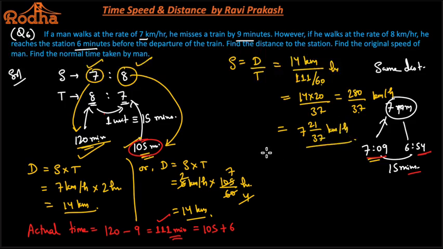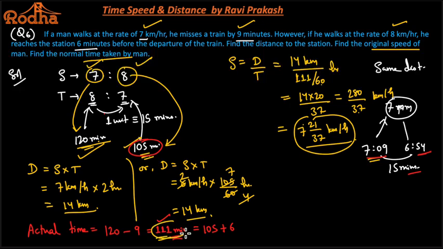So basically it's correct only because at 7 he is late, at 8 he is early. So my actual speed or my original speed should be in between 7 and 8. That is, to be exact, 721 by 37. Find the normal time taken by the man. So normal time taken is how much? 111 minutes. Okay. So 111 is the answer for normal time. This should be the normal time taken by the man. That is how you solve this kind of question, right? Again, cleared everyone? Great. Let's go to next question now.